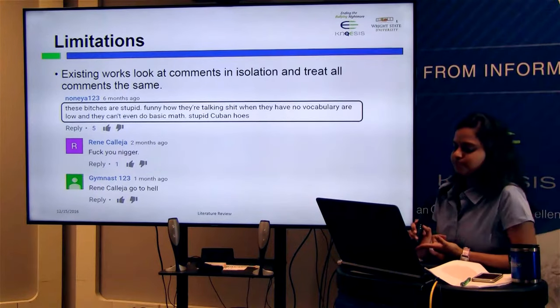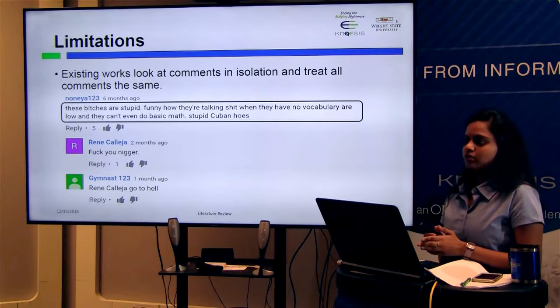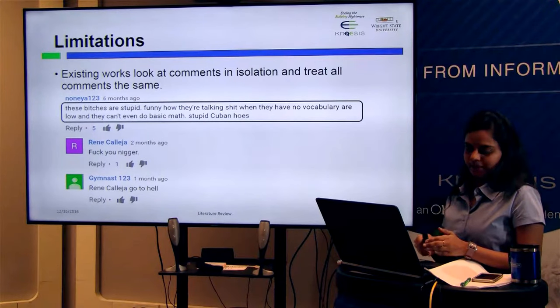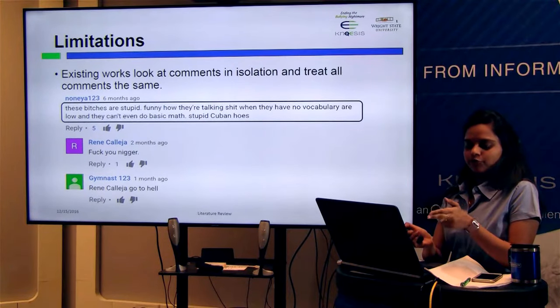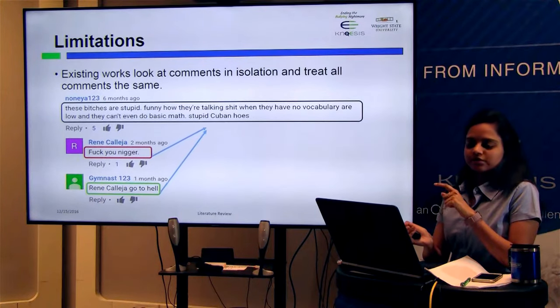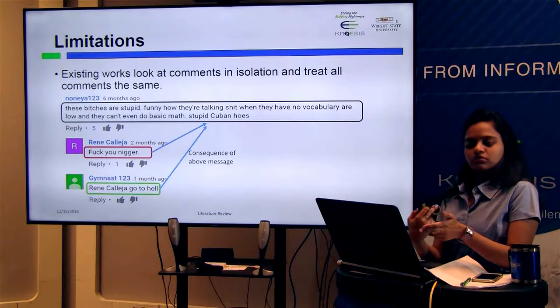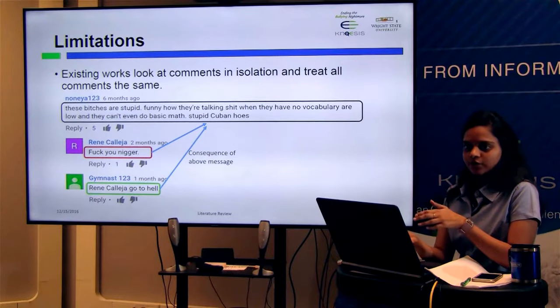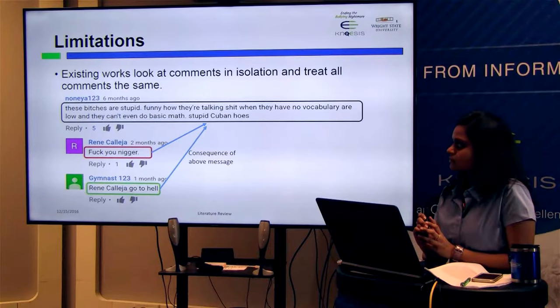Here are some of the limitations. Existing works only look at comments and they treat all the same. I mean, there is no distinction between the comments and also the replies. If you see this example, the first message is a comment followed by replies. So we say that these replies are a consequence of the above message, and we need to consider both. We need to have a distinction between comments and replies, because comments are more relevant to the video compared to the replies. Here, the first comment itself is rather negative, and then the second one is negative on that one.